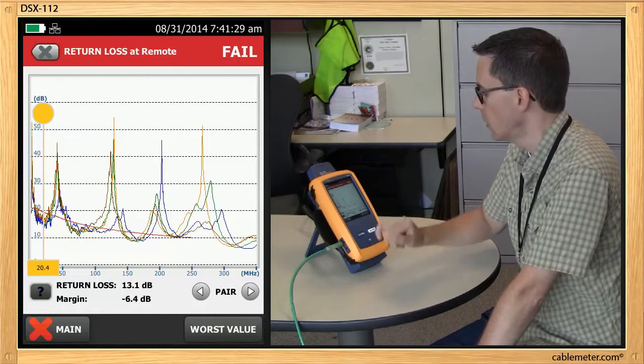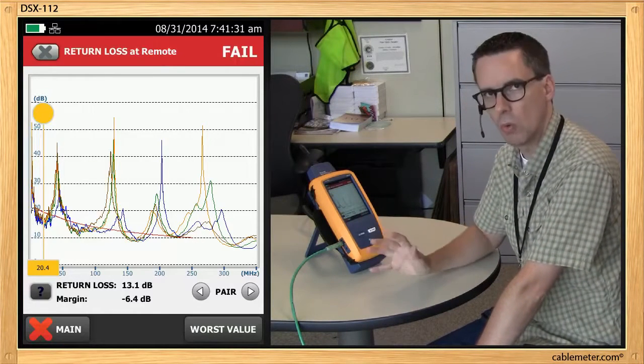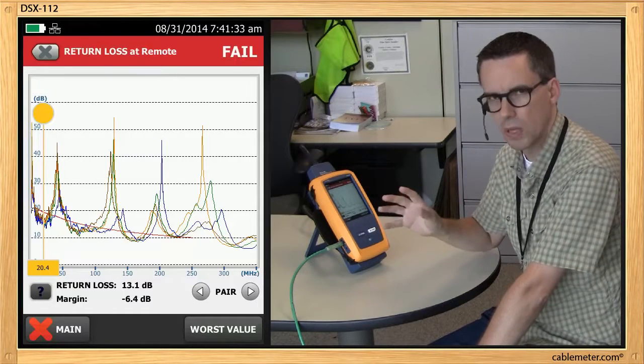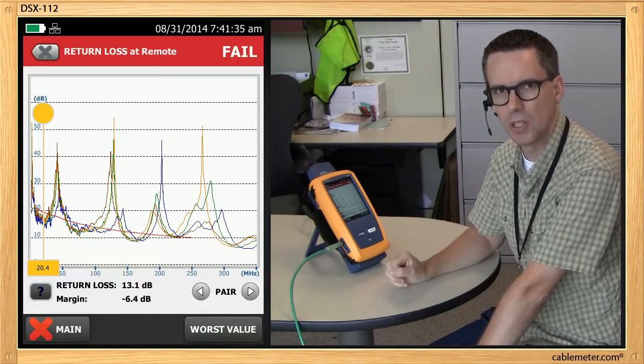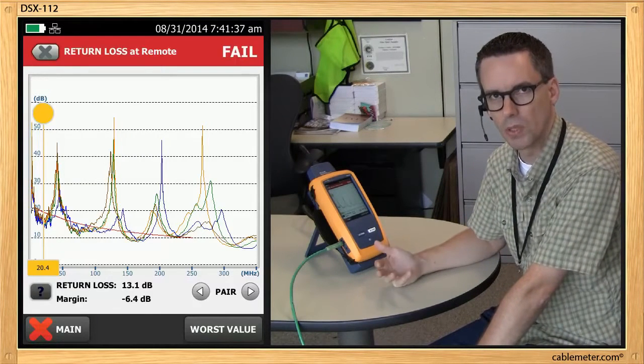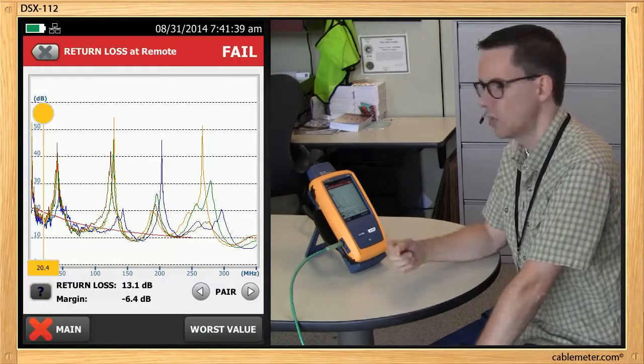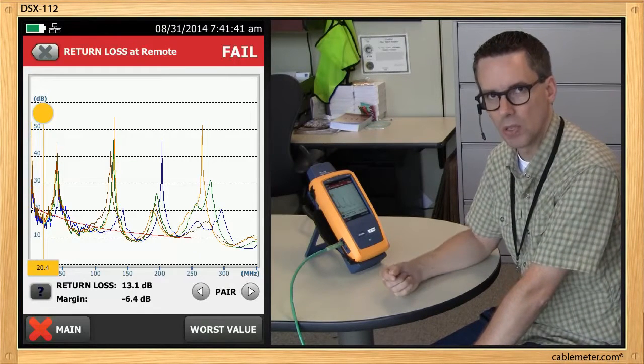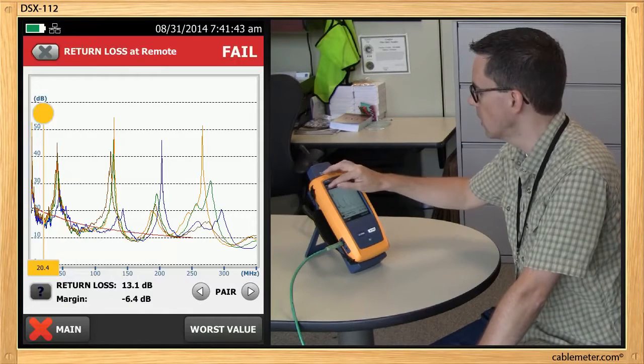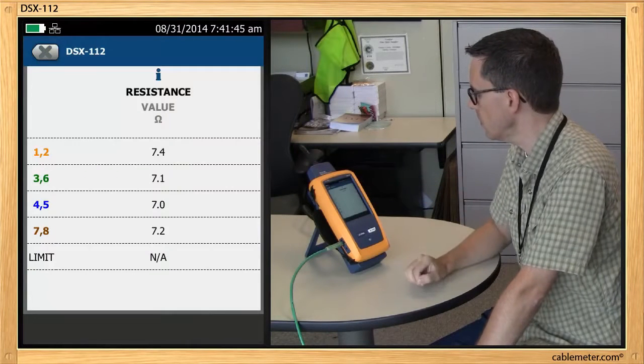Now, from a previous video, I said there was a general rule that if it failed at, say, the lower frequencies below about 50 megahertz, then you could assume that there was a cable issue. But you've also got to check for a DC contact resistance issue. So let's go and look at resistance.